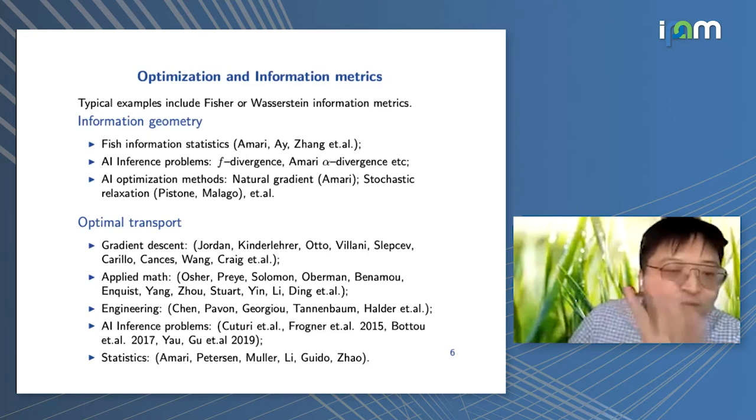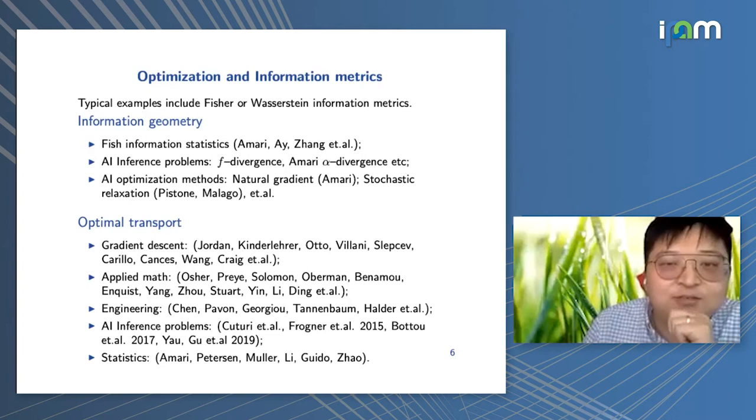Now we talk about the other side. The other interesting information metric is the so-called optimal transport. So the gradient descent method there is super popular.